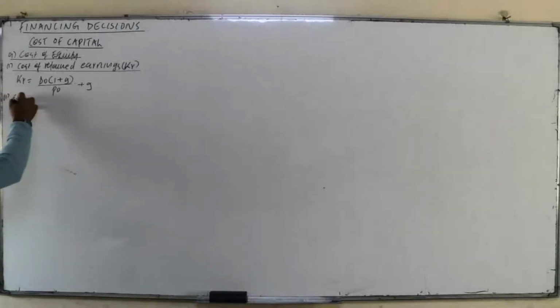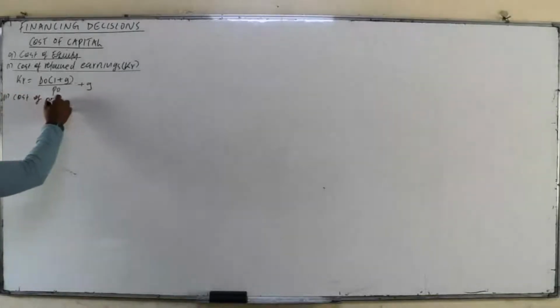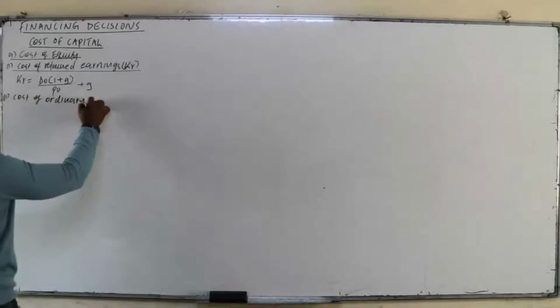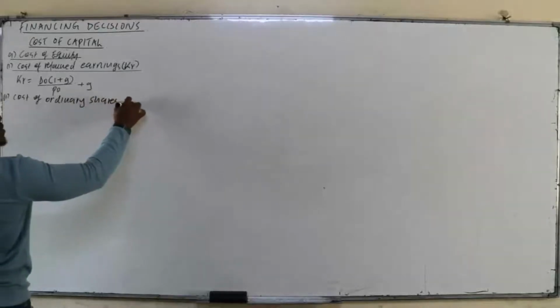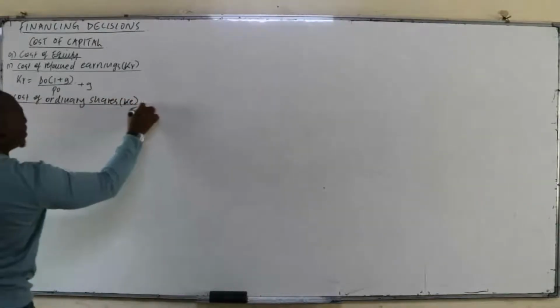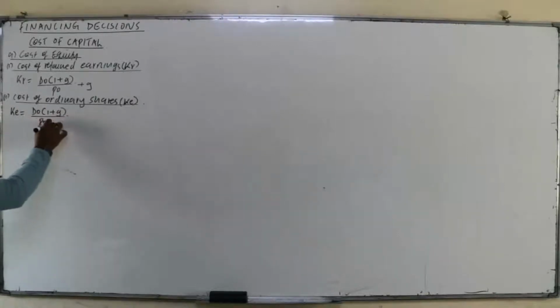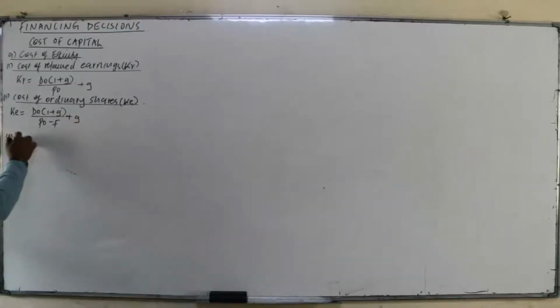Roman 2, we have the cost of ordinary shares, denoted by KE. How do you get the cost of ordinary share? It is D0(1+G)/(P0 - F) + G, where D0, G, P0 and F are as follows.